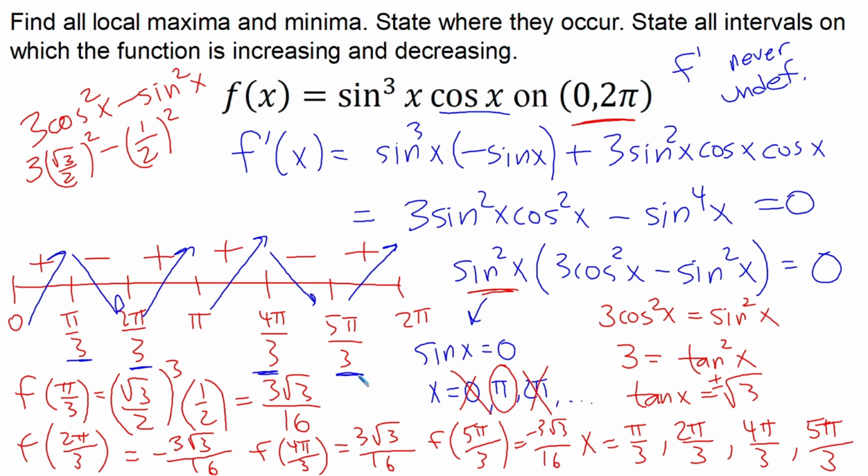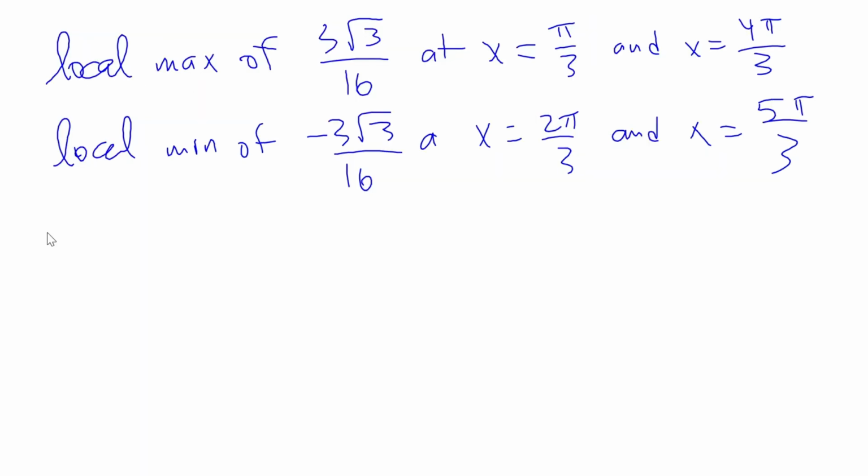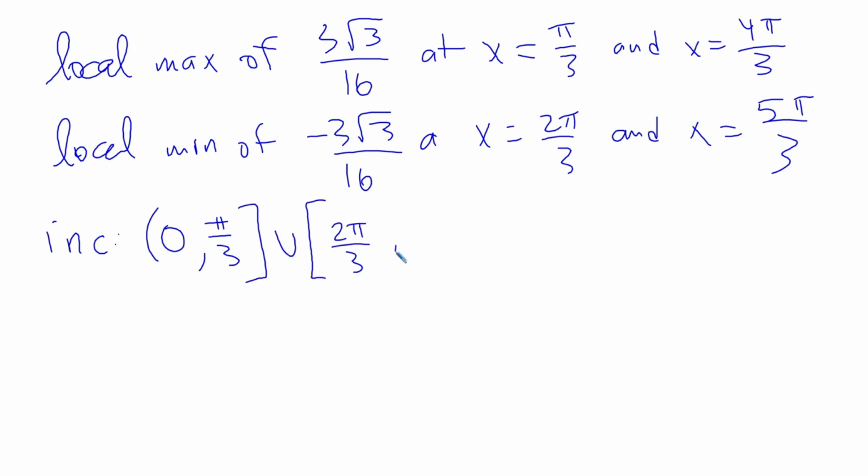And then we were increasing, it looks like, from 0 to pi over 3, and from 2 pi over 3 to 4 pi over 3, and from 5 pi over 3 to 2 pi, and only decreasing on the other two intervals. So we'll write that out. We are increasing. Since it's an open interval, we'll start at 0 with a parenthesis, 0 to pi over 3. And then our next one was from 2 pi over 3 all the way to 4 pi over 3, because remember, 0 was a critical value, but it didn't turn out to actually be a max or a min.